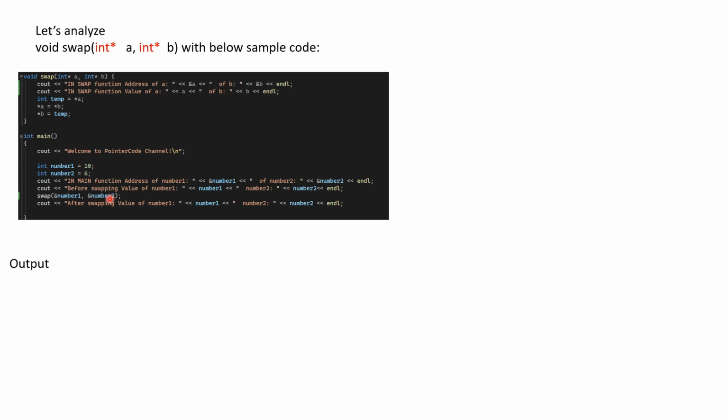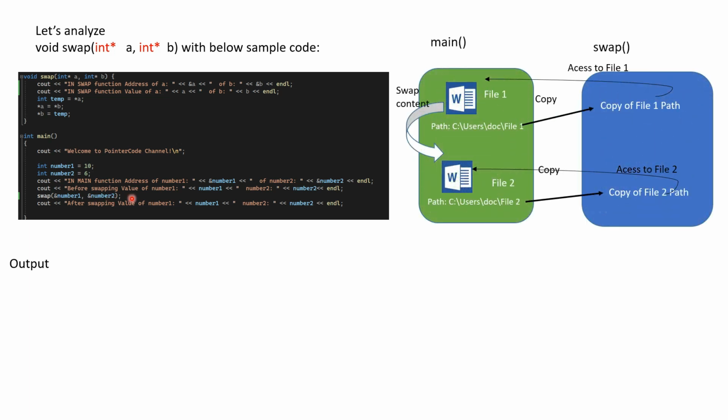And after that, how does it work? Let's imagine that a pointer is a variable that contains the address of another variable, like a path in Windows or Linux. We have two files, file 1 and file 2, in main, and for file 1 we have a path, C:\user\doc, and the same for file 2.